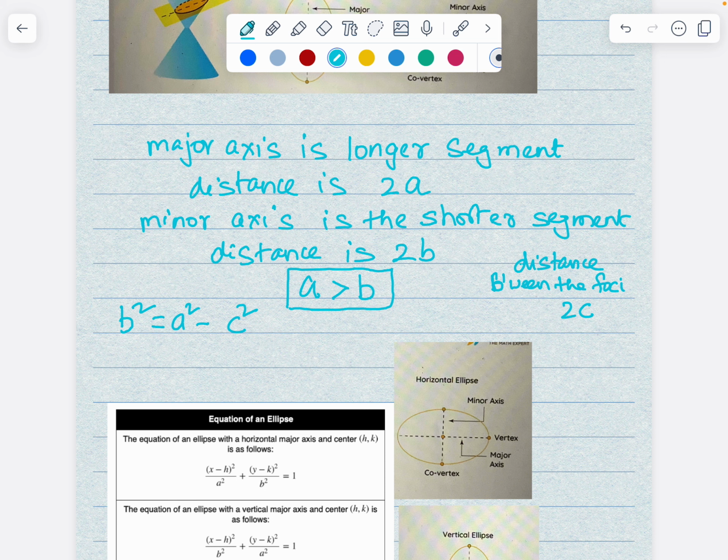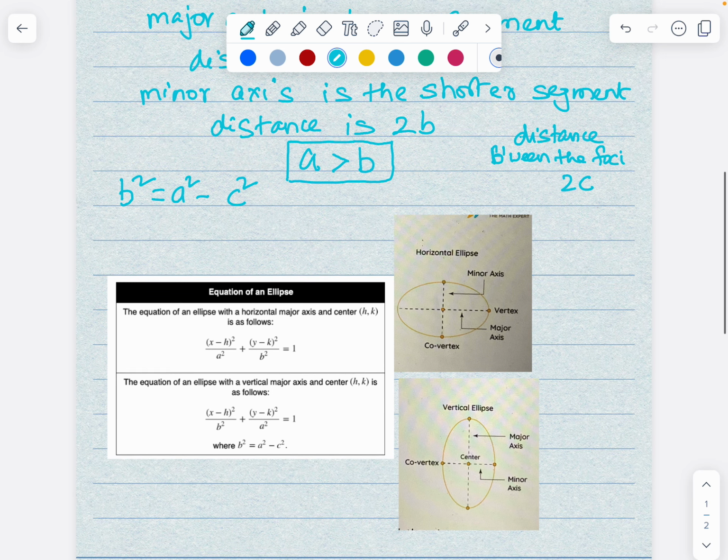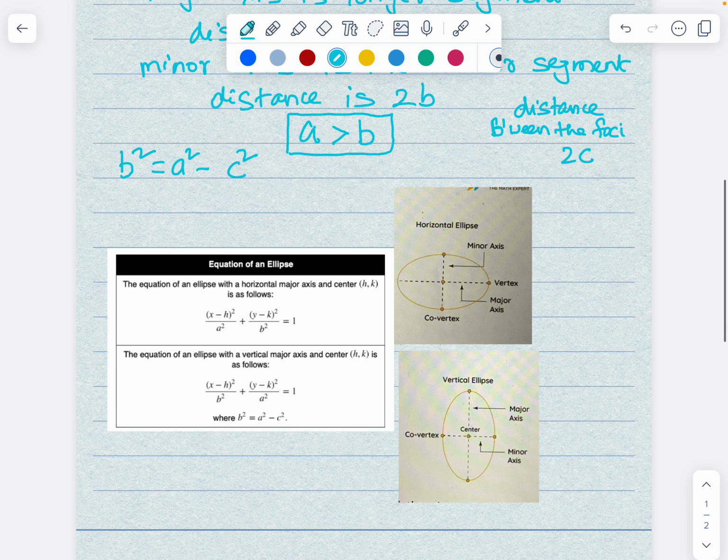Sometimes you'll be given the length of the major axis, and/or you'll be given the distance between the foci, and you have to calculate other things. So knowing all the relationships between them is important.